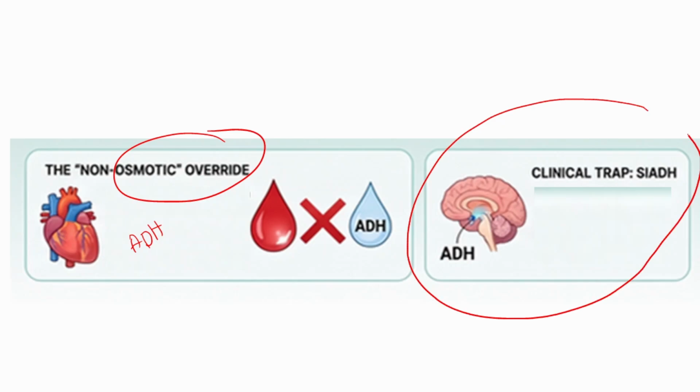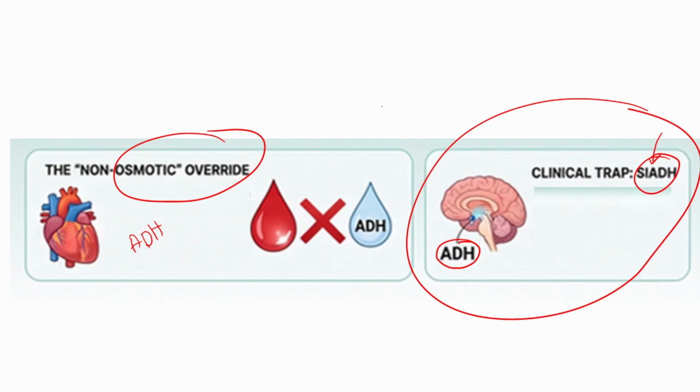Then we have a condition called SIADH. In this condition, ADH becomes too much and it causes too much water reabsorption. As we complete this detailed mapping of the 60-40-20 rule and the parallel sensors of the heart and brain, we see how the body prioritizes survival by separating concentration from physical pressure.